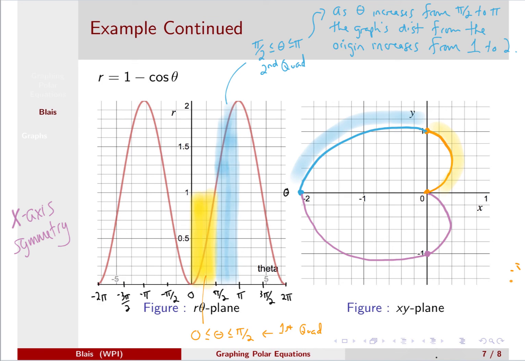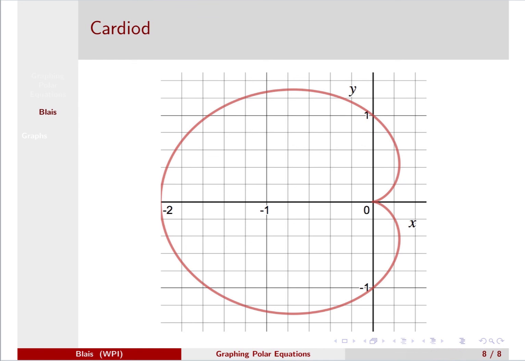So to wrap this up, this is the actual graph of this, and it's called a cardioid. So our r equals 1 minus cosine of theta as a polar graph is depicted here. It's called a cardioid because it looks like a heart.